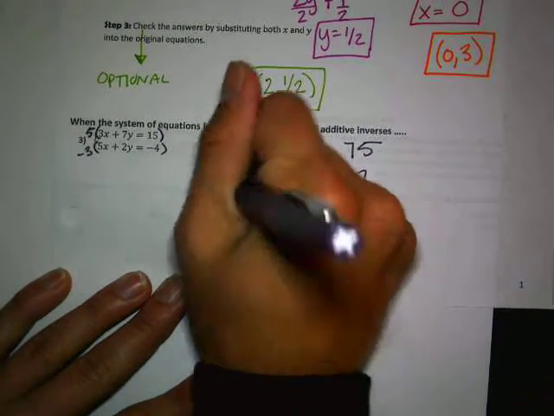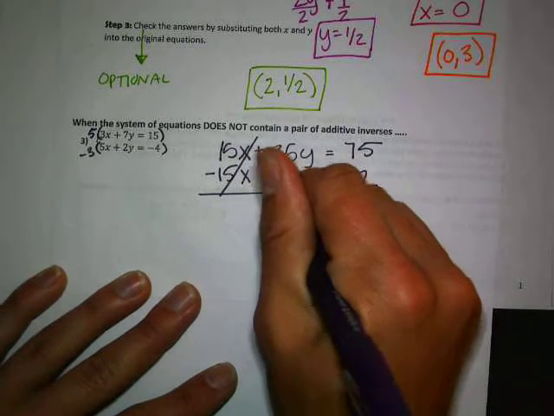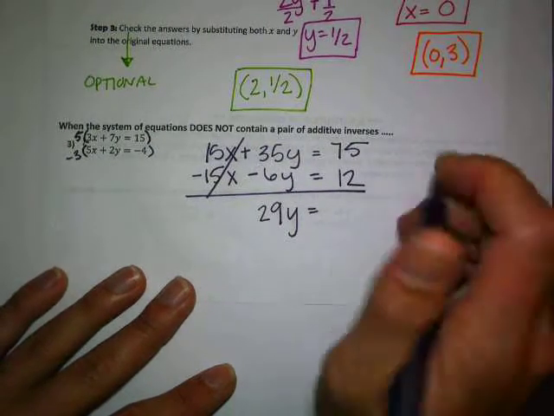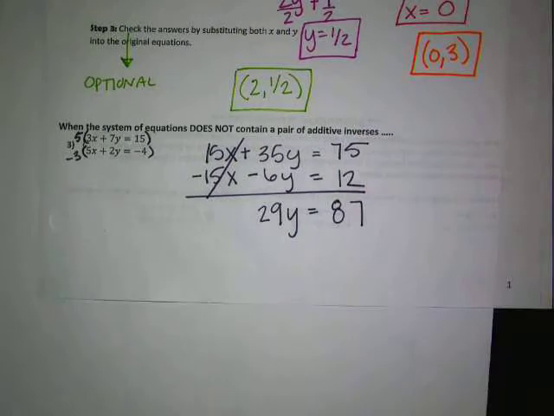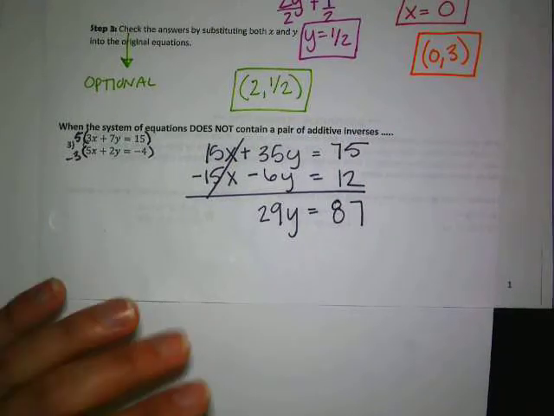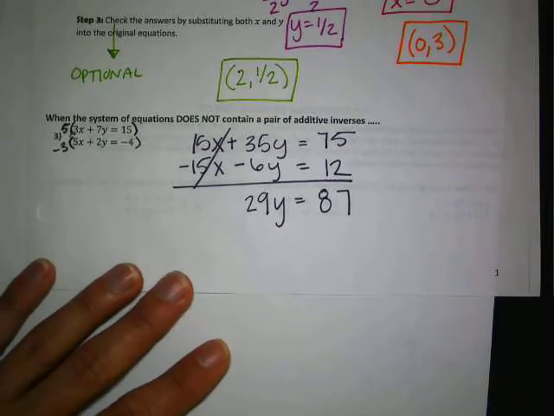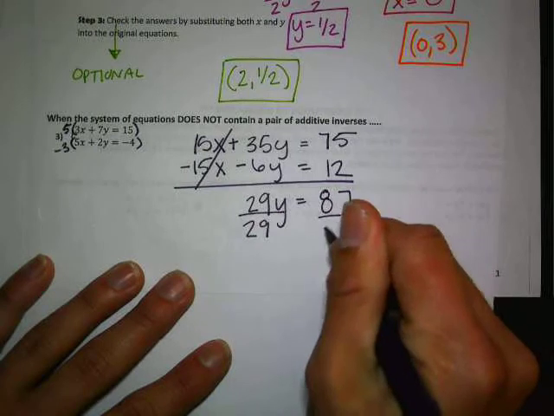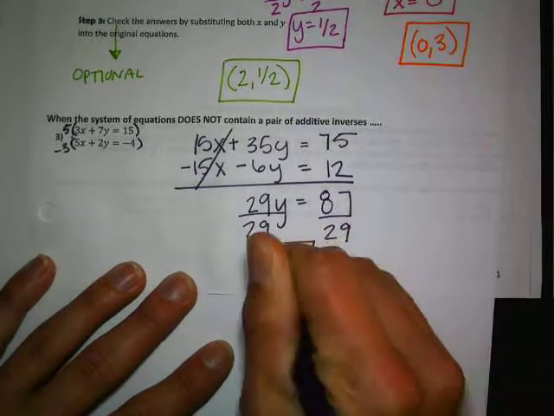So, now these eliminate. 35 minus 6 is 29y. 75 plus 12 is 87. All right, 75 plus 12 is 87, and then we're going to divide by 29. Isn't it 3? I'm just guessing. It is. And you get y equals 3.